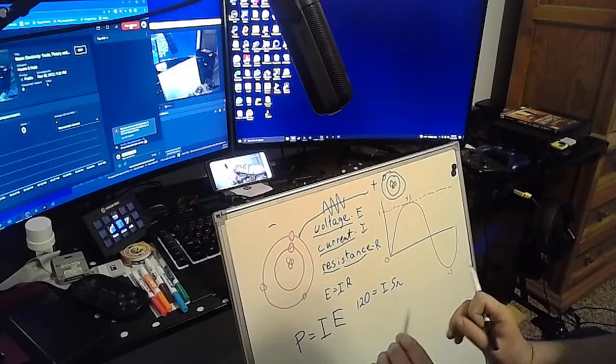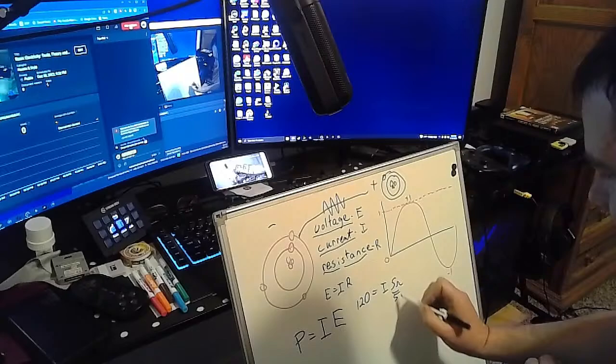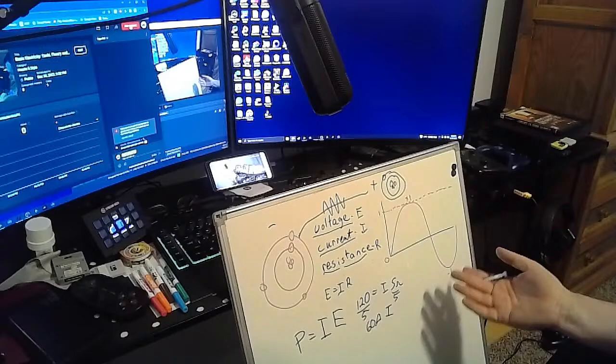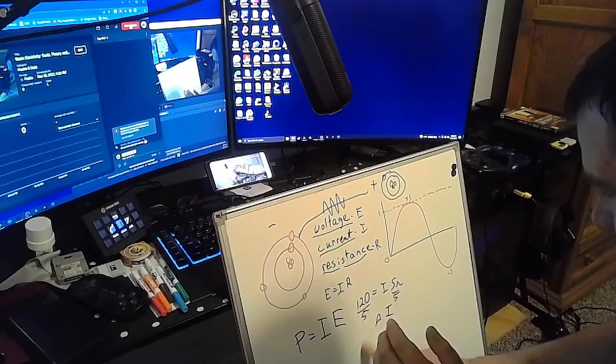So you divide by 5, like I said, divide by 5. And then you get I is equal to 60 amps because 120 divided by 5 is 60. I think so. Hang on. No. I'm assuming.